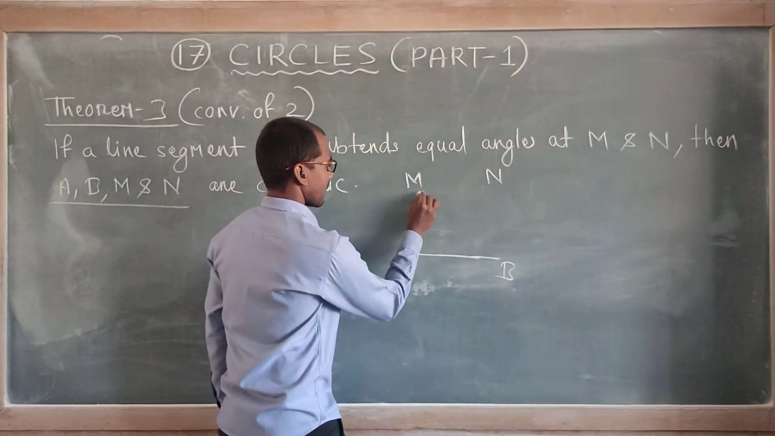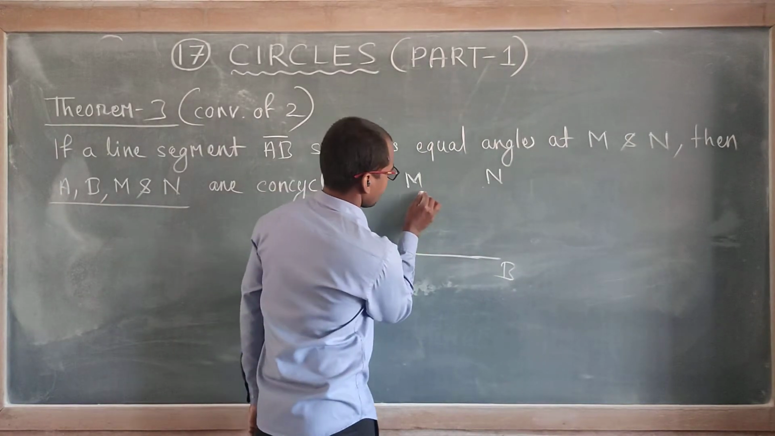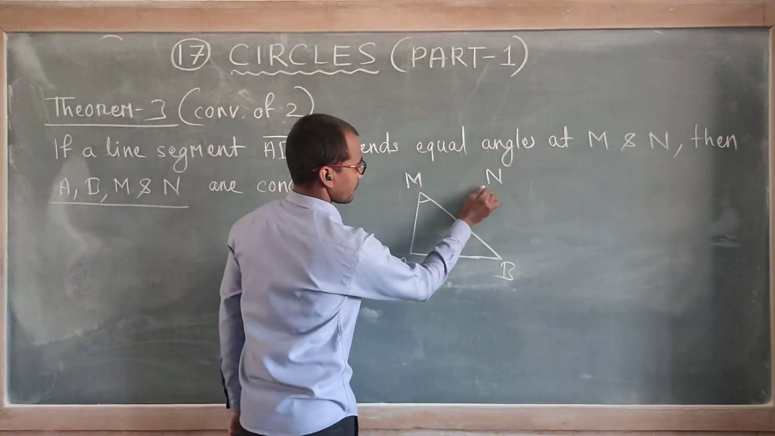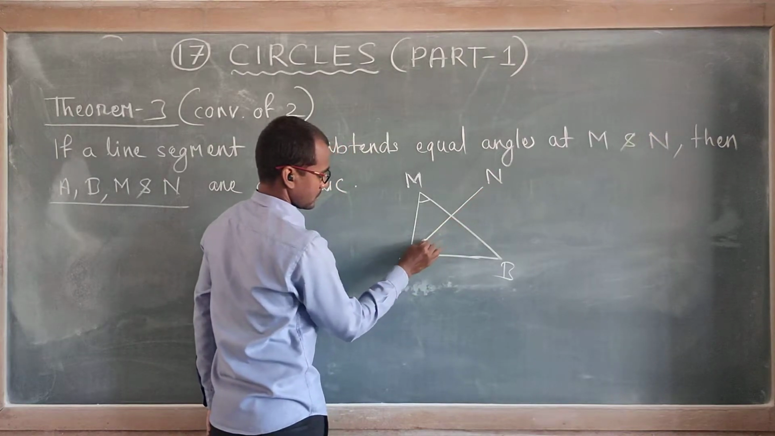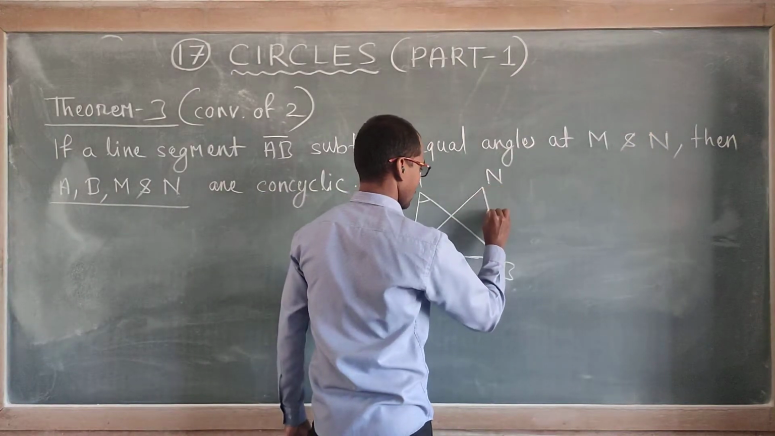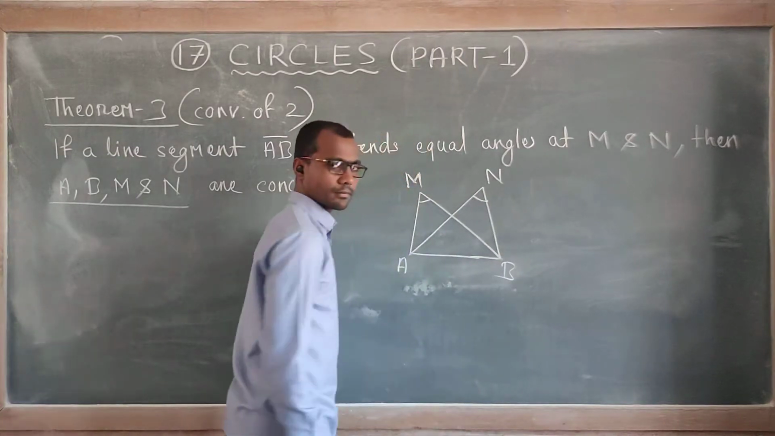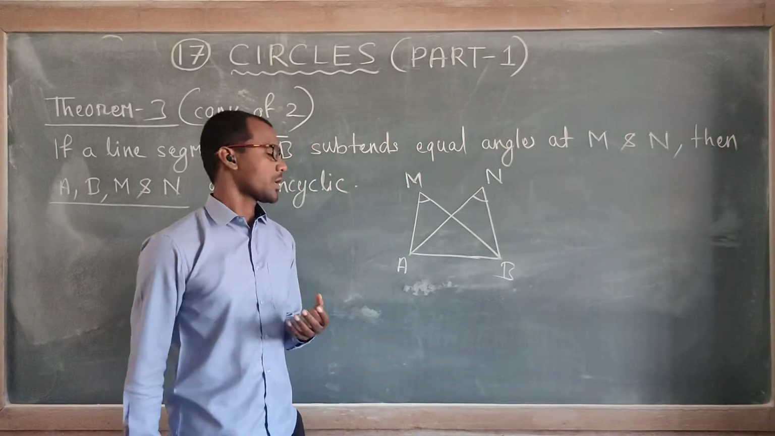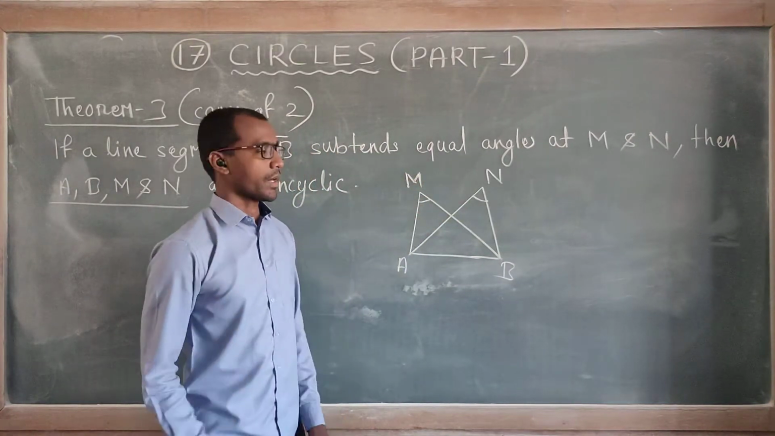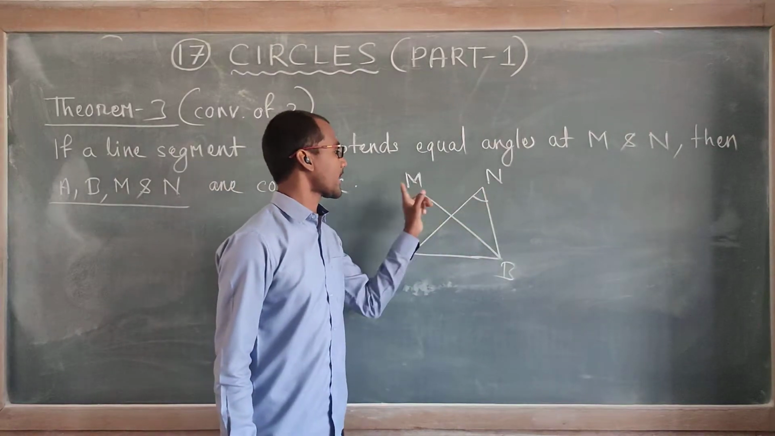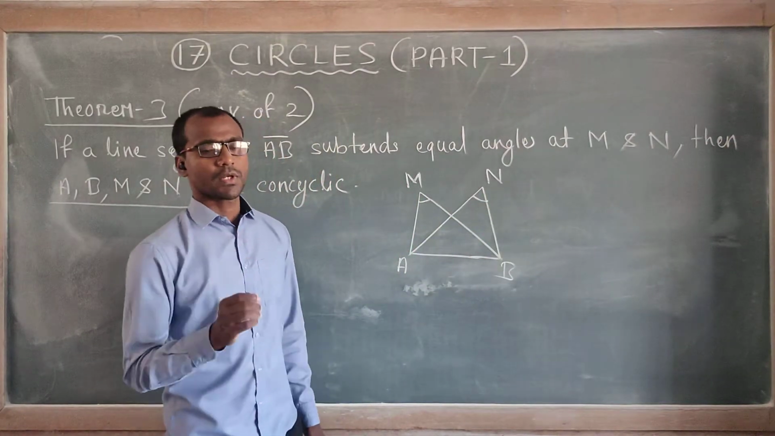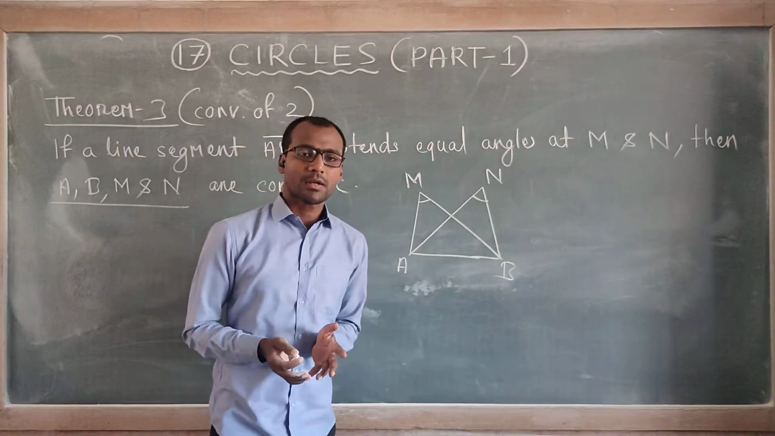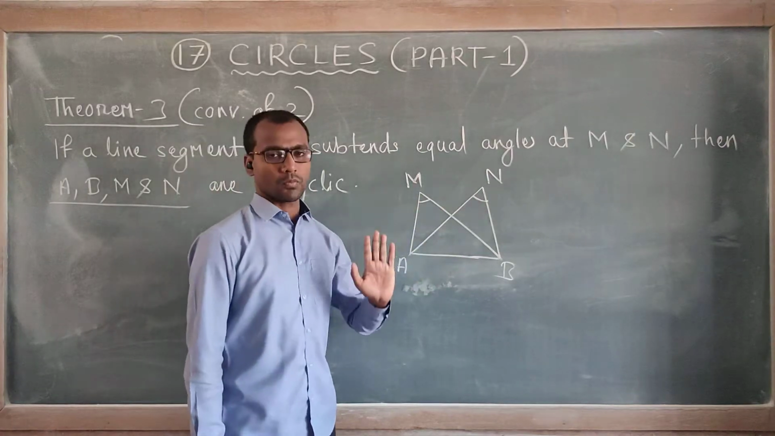Suppose it is given that this angle is equal to this angle. It is given that the line segment AB is subtending equal angles at 2 points M and N. Then by this theorem, these 4 points A, B, N and M will definitely lie on the circumference of a circle. Means it is possible to draw a circle that will pass through all the 4 points.